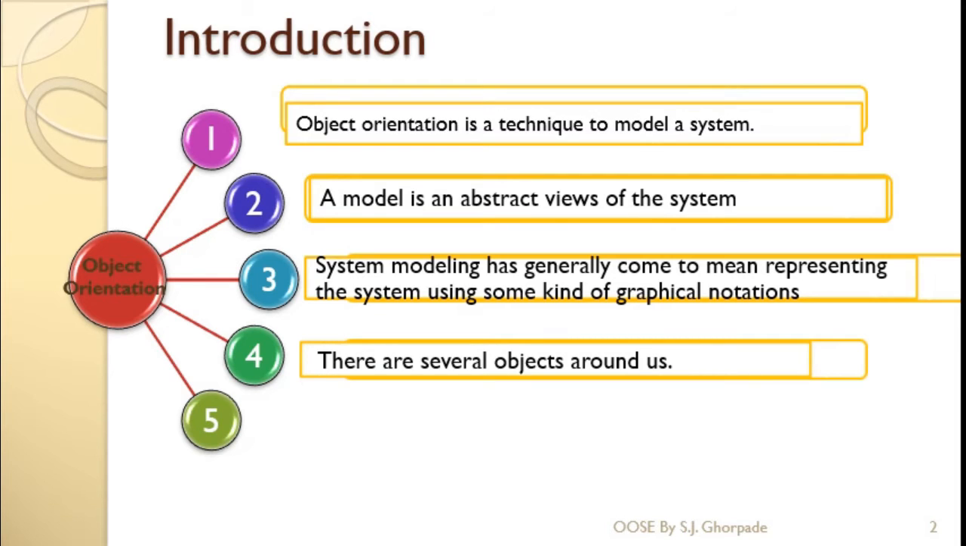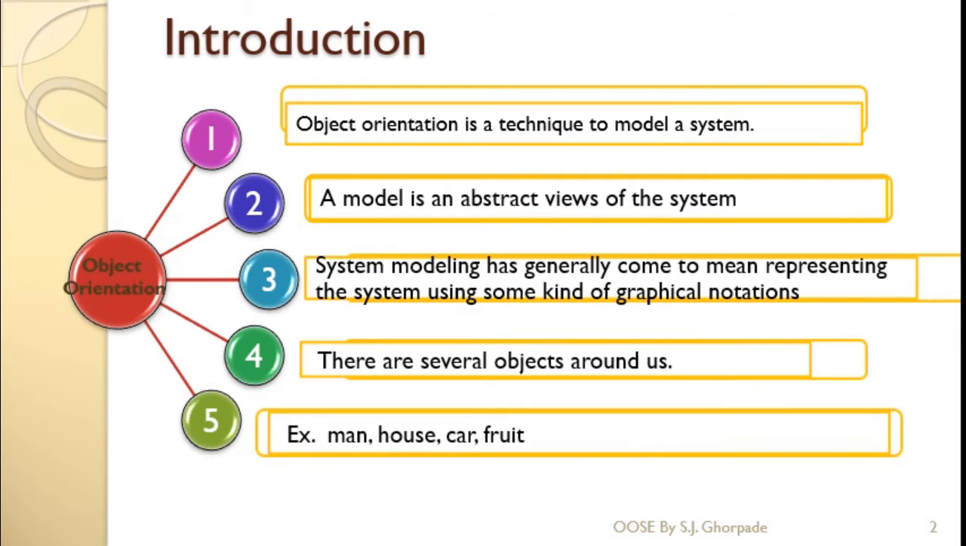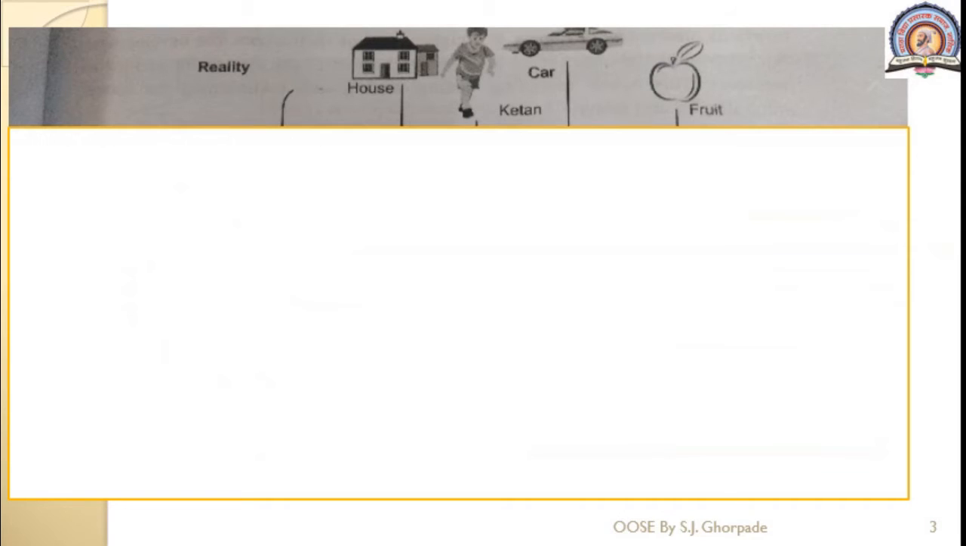There are several objects around us. For example, suppose a man, house, car, fruit and many more living and non-living things are present, and suppose we want to map that inside a model. So how it works, we will see in an example here. Now consider one real life situation. This is a person, we can say Ketan is one object, house is another object, car is an object, fruit is an object. So this is a general scenario, and we want to map this to a conceptual model.